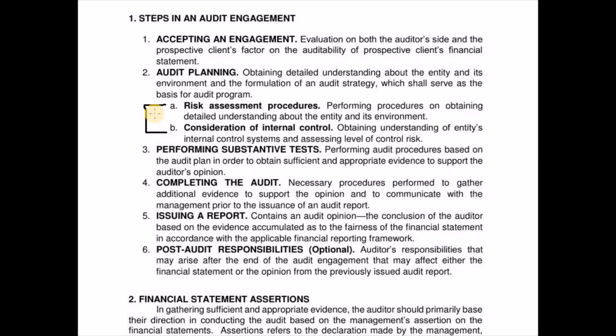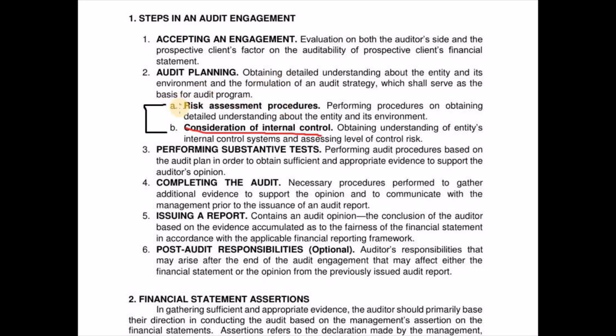In the consideration of internal control, the auditor considers the entity's internal control because this directly affects the reliability of the financial statements. So, the stronger the internal control, the more assurance it provides about the reliability of accounting records and financial information.